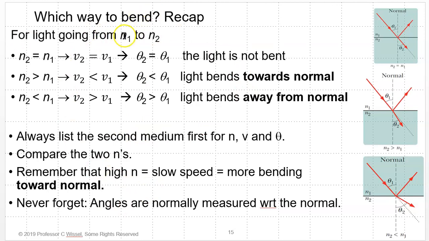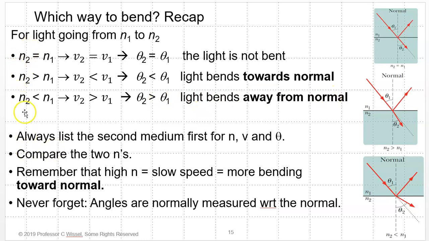Okay, so light is going from N1 to N2. If N2 and N1 are the same, V2 equals V1, theta 2 equals theta 1, the light is not bent. If N2 is greater than N1, V2 will be less than V1, theta 2 is less than theta 1, light bends toward the normal because you're going into the slower medium. If N2 is less than N1, V2 will be greater than V1, theta 2 will be greater than theta 1, light will bend away from the normal because it's going into the faster medium.